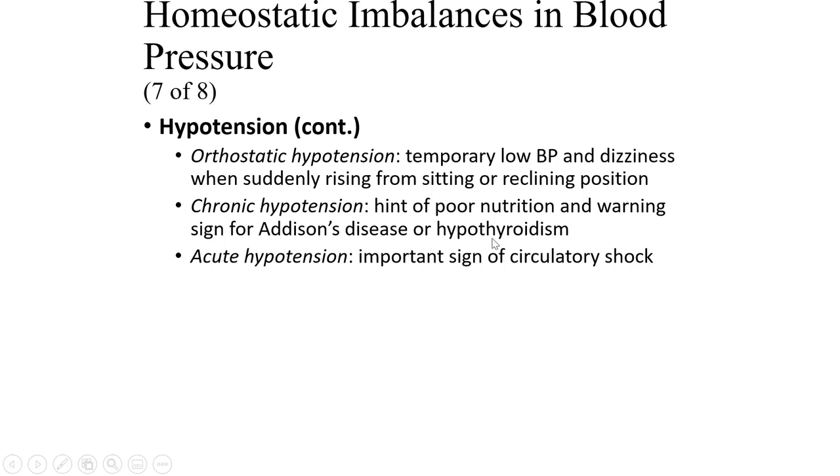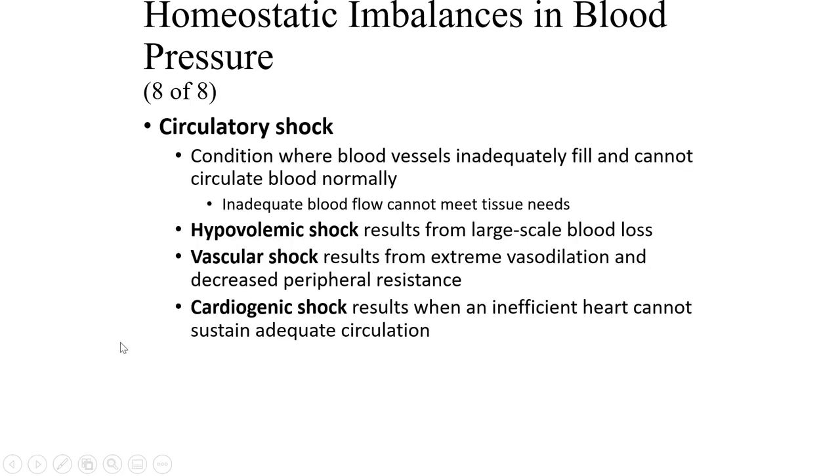Chronic hypotension is a hint of poor nutrition or a sign of Addison's disease and hypothyroidism. And acute hypotension is an important sign of circulatory shock, and there could be an underlying cause for acute hypotension, maybe loss of blood.